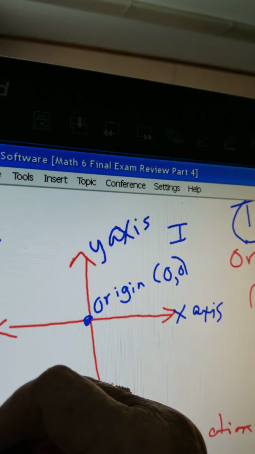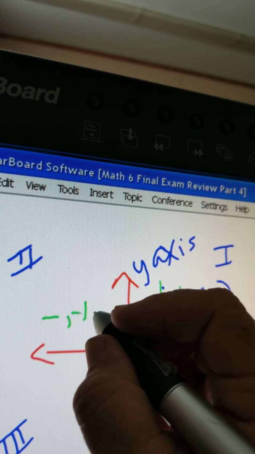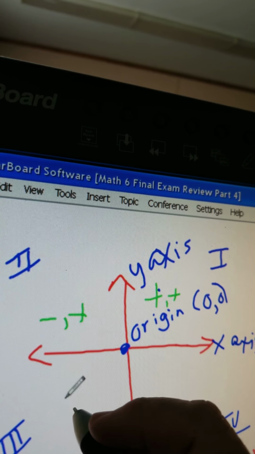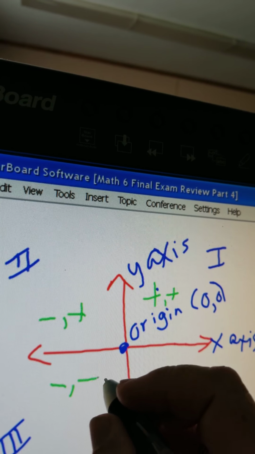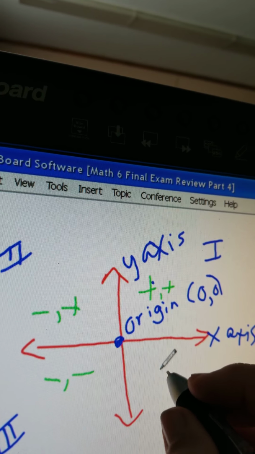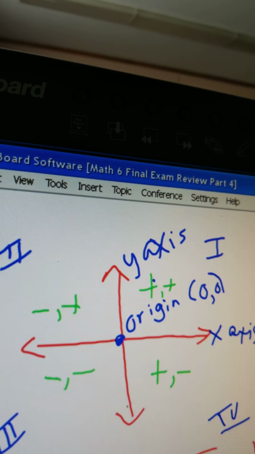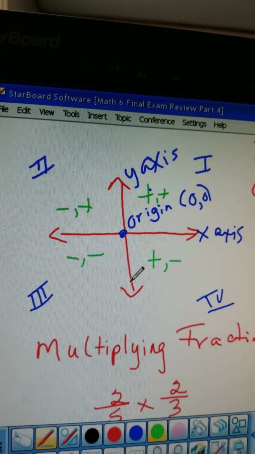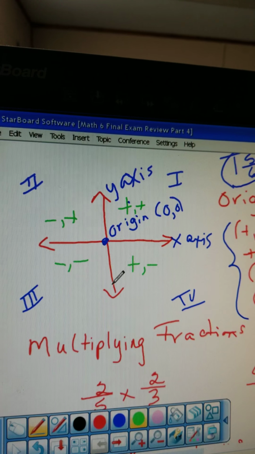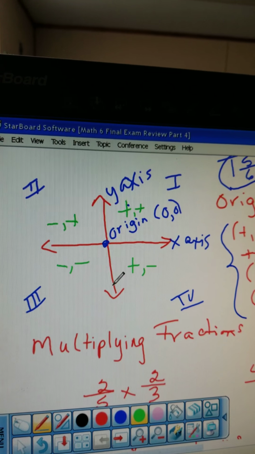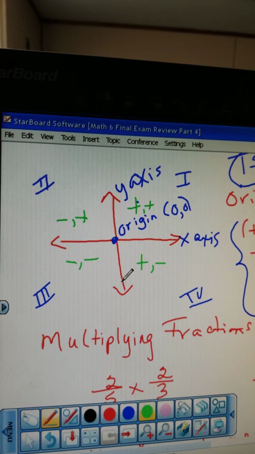So if we go right and up, we have positive, positive. If we go left and up, we have negative, positive. If we go left and down, we have negative, negative. And we go right and down. Okay, so you need to know origin, x-axis, y-axis, and your combinations of integers.